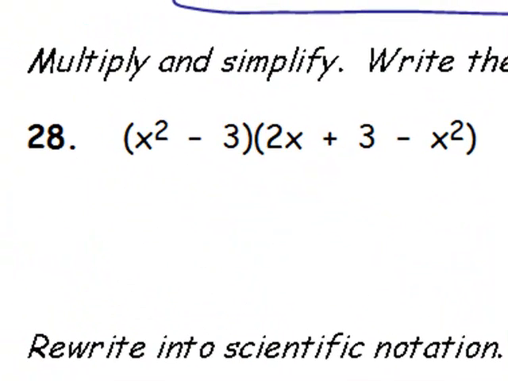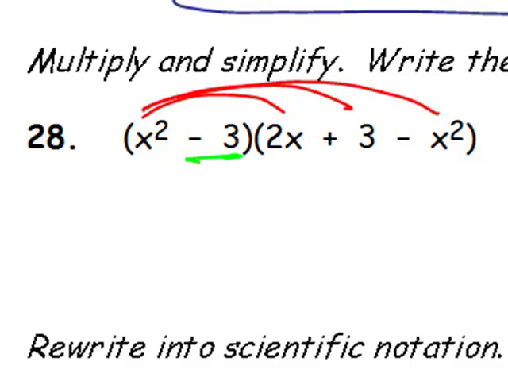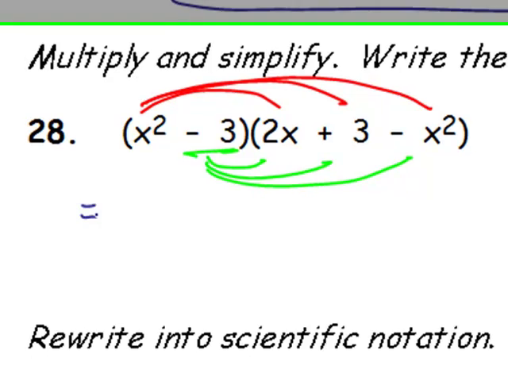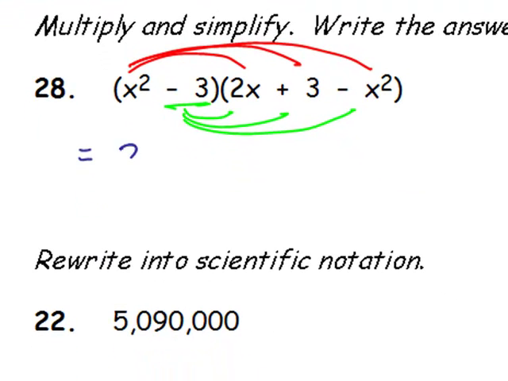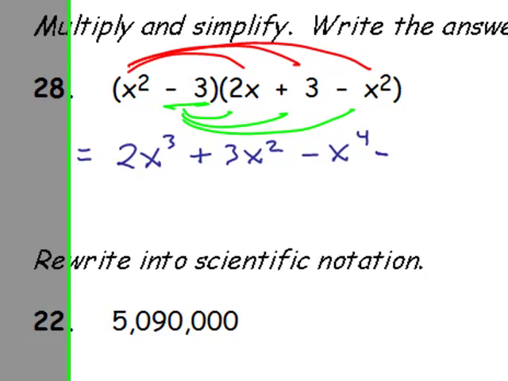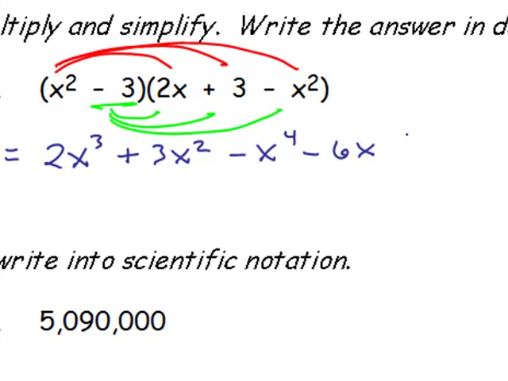Number 28. Did not leave myself much room to write here, but we're going to distribute, first of all, x squared to each of these. Then we're going to come back and distribute negative 3 to each of these. So first of all, x squared times 2x is 2x cubed. X squared times 3 is a positive 3x squared. X squared times negative x squared is a negative x to the 4th. Now negative 3 times 2x is minus 6x. Negative 3 times 3 is a minus 9. And negative 3 times a negative x squared is a plus 3x squared.